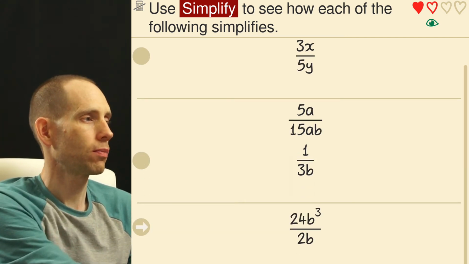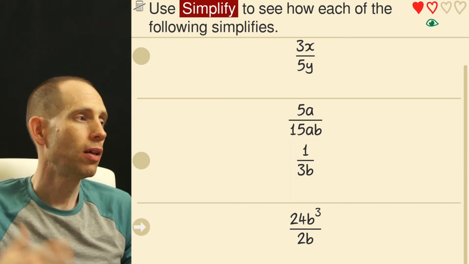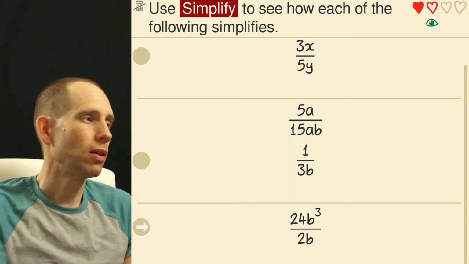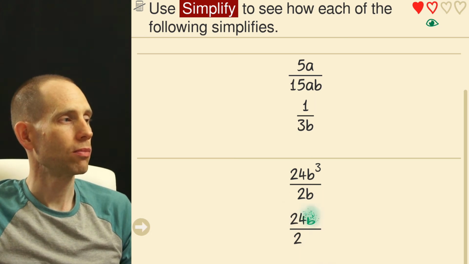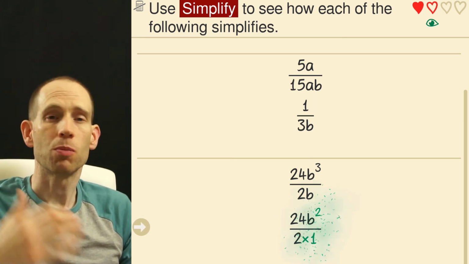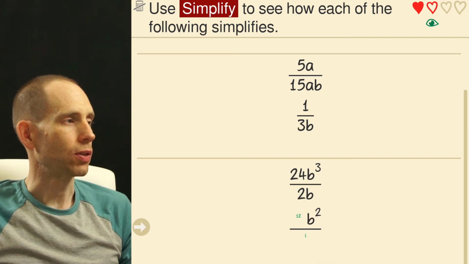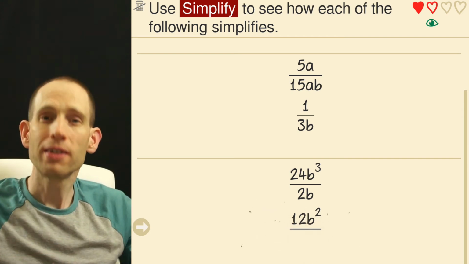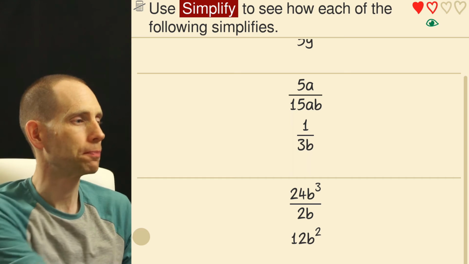Okay, and then the third one. So 24 divided by 2 is going to give us 12. b times b times b, which is b to the power 3, divided by b. One of those 3 b's on the top is going to cancel, leaving us with 2 factors of b on the top, so b to the power 2. And then 24 divided by 2 should be 12. Everything divided by 1 is just the thing that was there, so something divided by 1 is itself.